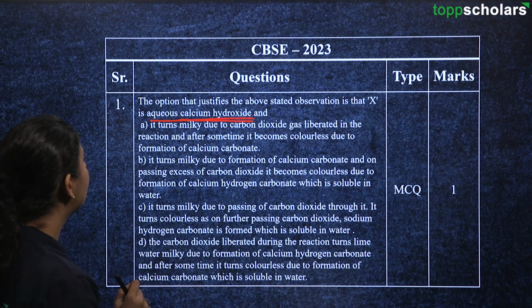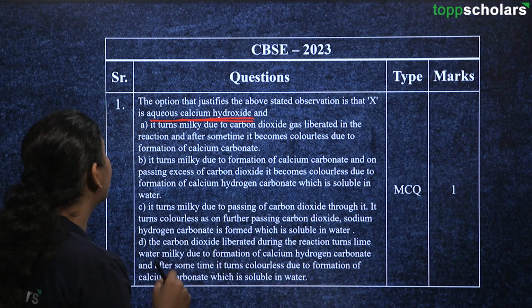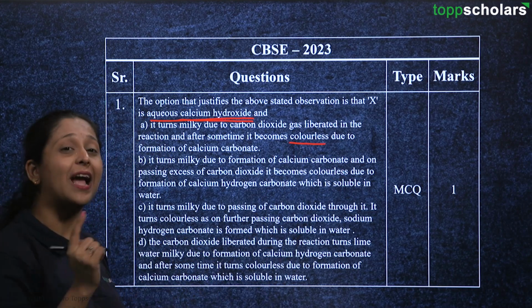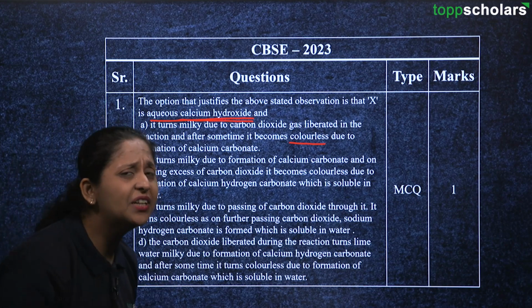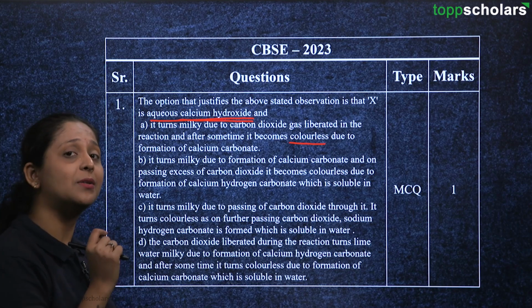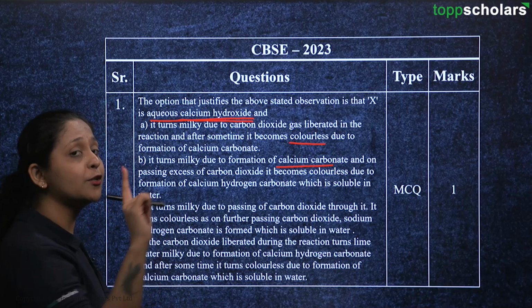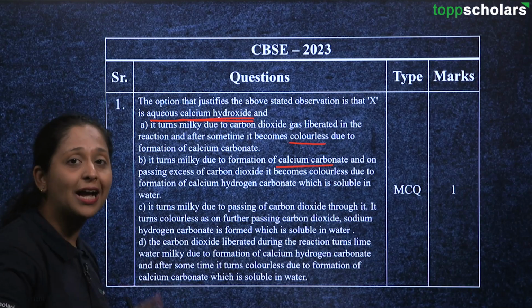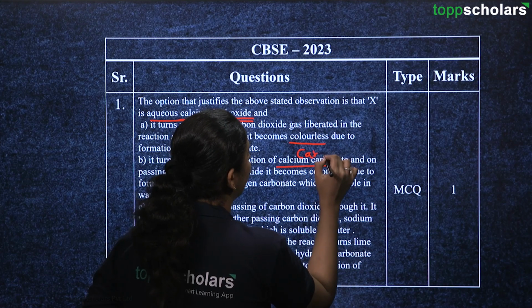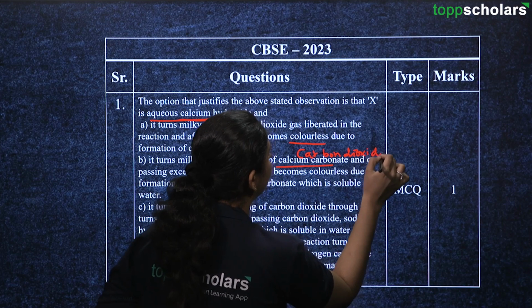Okay. So what is happening? It is turning milky due to carbon dioxide gas liberated in the reaction, and after some time it becomes colorless due to formation of calcium carbonate. Even if it is forming calcium carbonate, it will not become colorless. Calcium carbonate will stay milky. It turns milky due to the formation of calcium carbonate. It is not turning milky because of formation of calcium carbonate. It is turning milky because of the formation of carbon dioxide gas, or CO2 gas. So again, this option comes out to be incorrect.